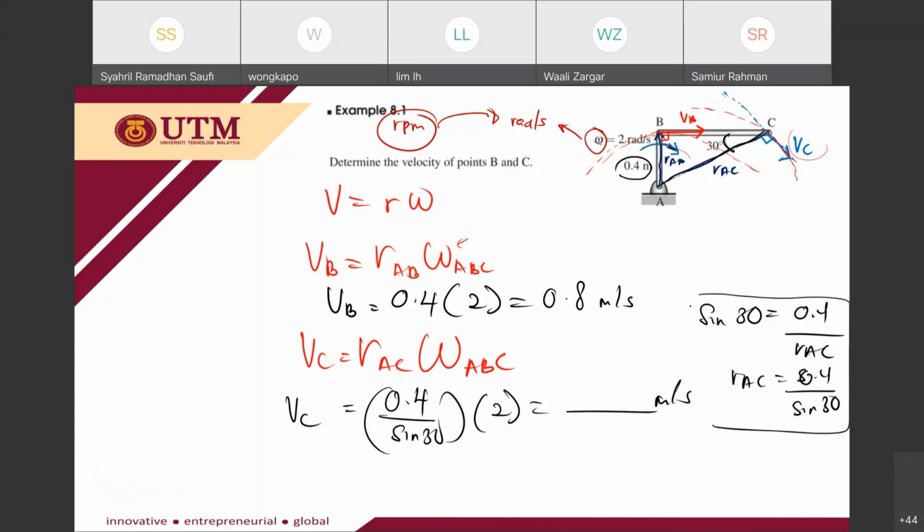So this is how. I hope everyone knows this is the right-angle triangle equation: sine is equal to opposite over hypotenuse, cosine is adjacent over hypotenuse. So this is how to determine the length of RAC.